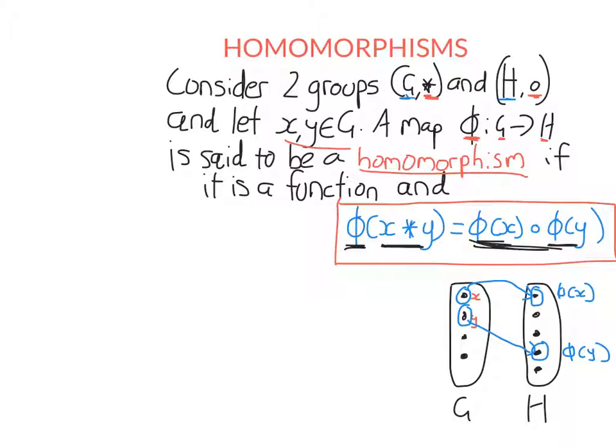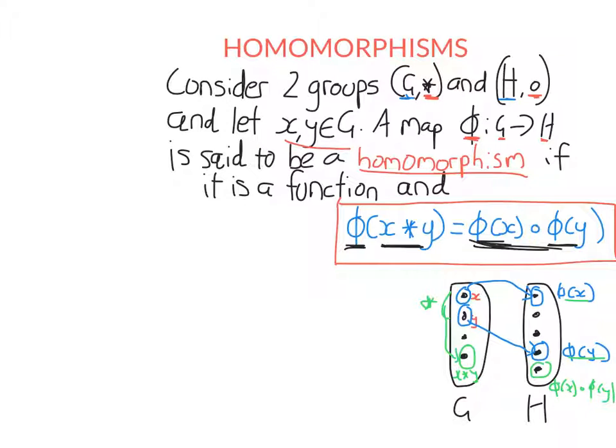Because G is a group, if we first combine X and Y under the operation star before mapping them, we will get another member of G, because G must be closed under this operation. And similarly, phi of X and phi of Y are elements of H, so we can combine them in H to get another element of H. We'll pick that element there.